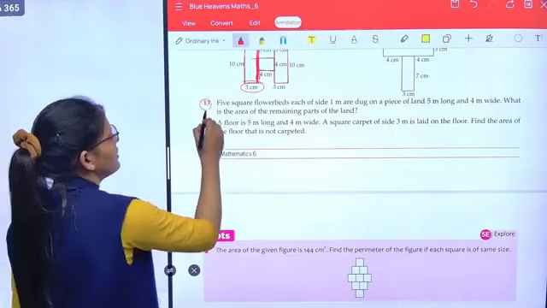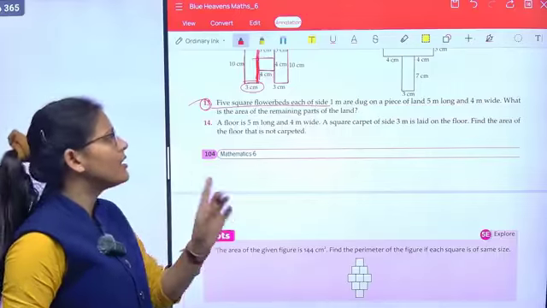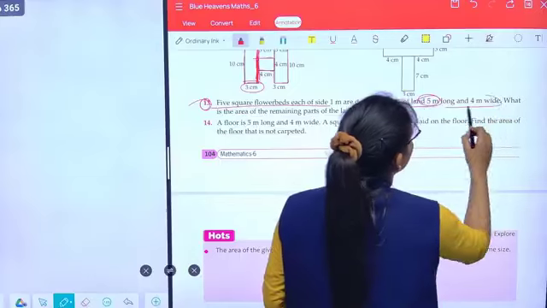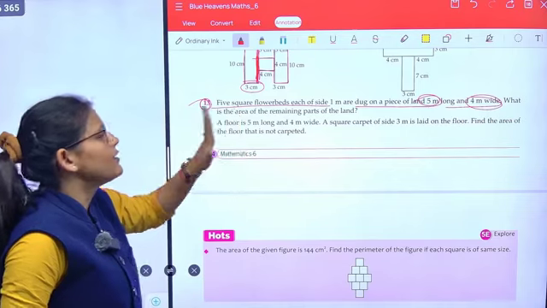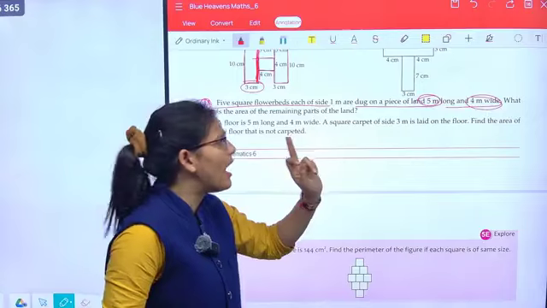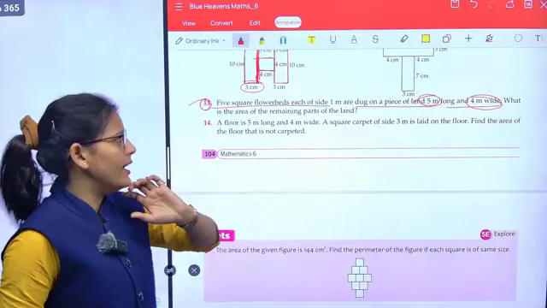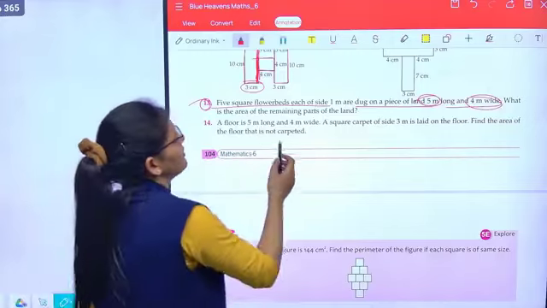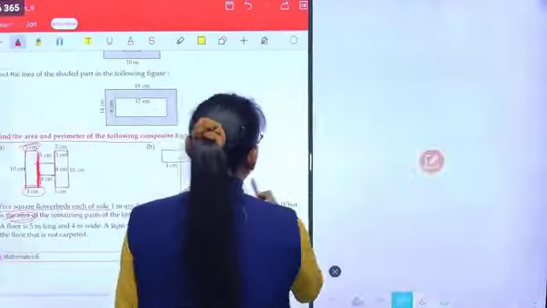Come on, question number 13. 5 square flower beds, each of side 1 meter, are dug on a piece of land 5 meter long and 4 meter wide. What is the area of the remaining part of the land? What do we have to find, class? We have to find the area of the remaining part. Understand? Yes class, you can see here.